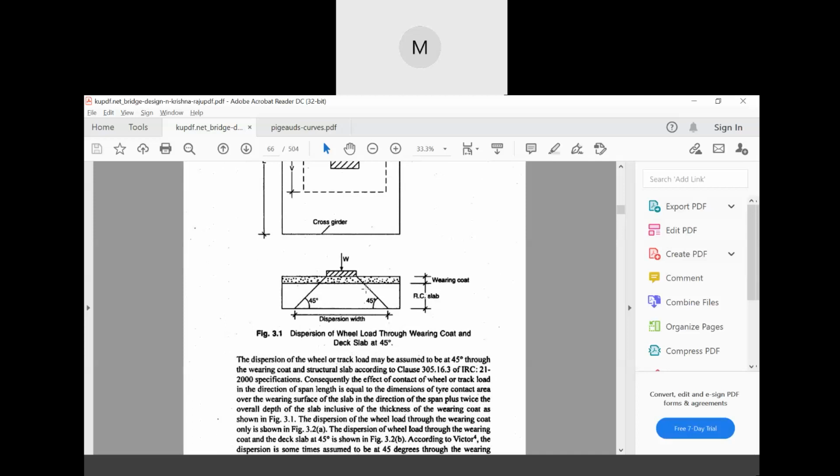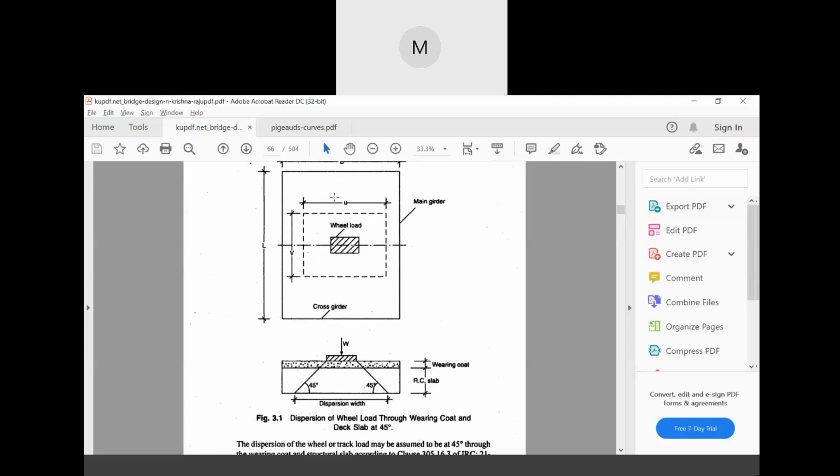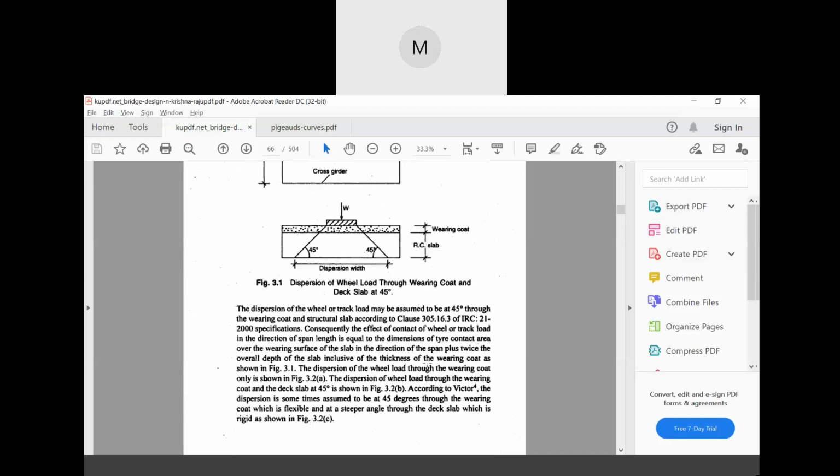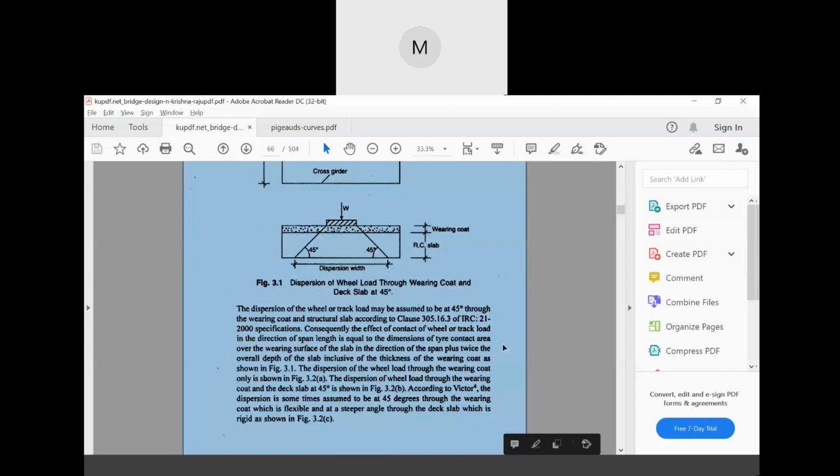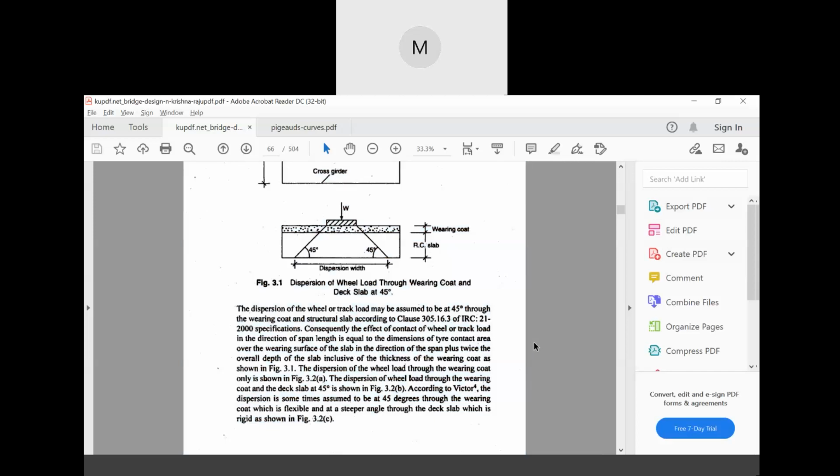In the direction of span length means this is u. It is equal to the dimensions of the tire contact area over wearing surface plus twice the overall depth of the slab. So this depth was given as 80 mm. Yes, the question, if you see your question, it is given as 80 mm. Okay. So this is where the formula has come from.